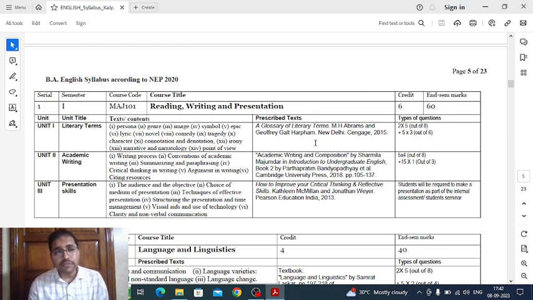So that is the course. As you can see, it's the major 101, and these are the units, and these are the things that we have to do.